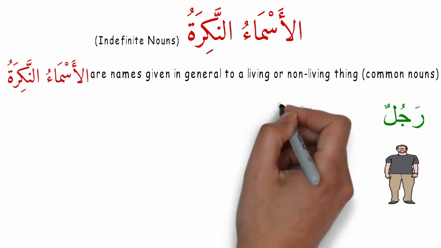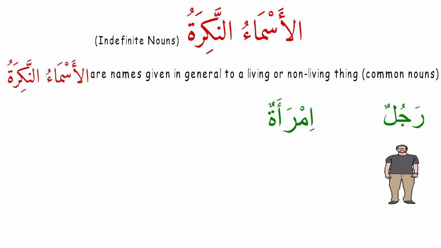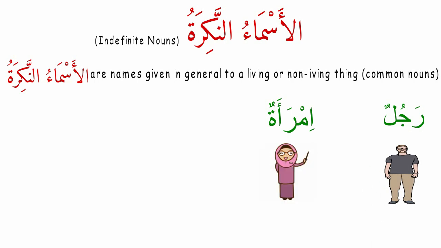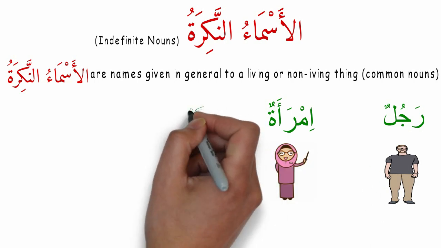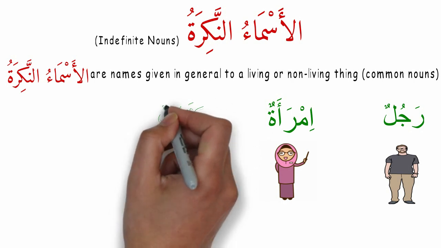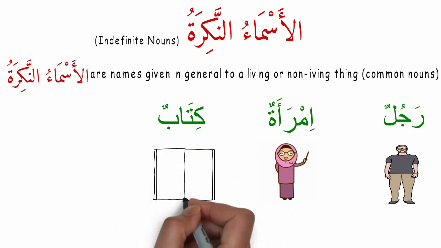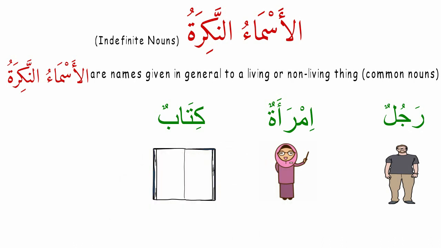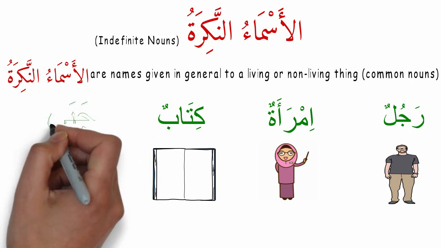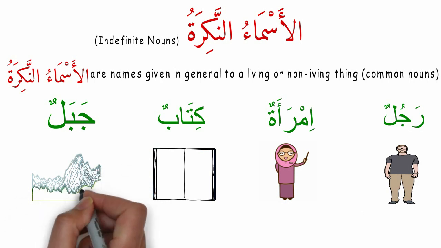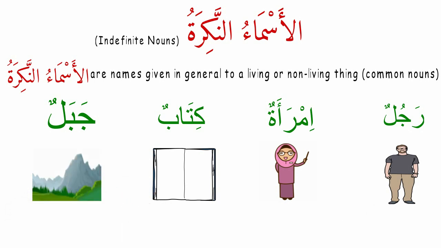And if I said imra'atun, imra'atun means a woman. Any woman. I don't mean a specific woman. So it's nakira because it's not specific. And if I said kitabun, kitabun means book. I don't mean a specific book. It's just a book. And if I said jabalun, jabalun means a mountain. I don't mean a specific mountain. So rajulun or imra'atun, kitabun, jabalun, all these are asma'un nakira because they are not specific.